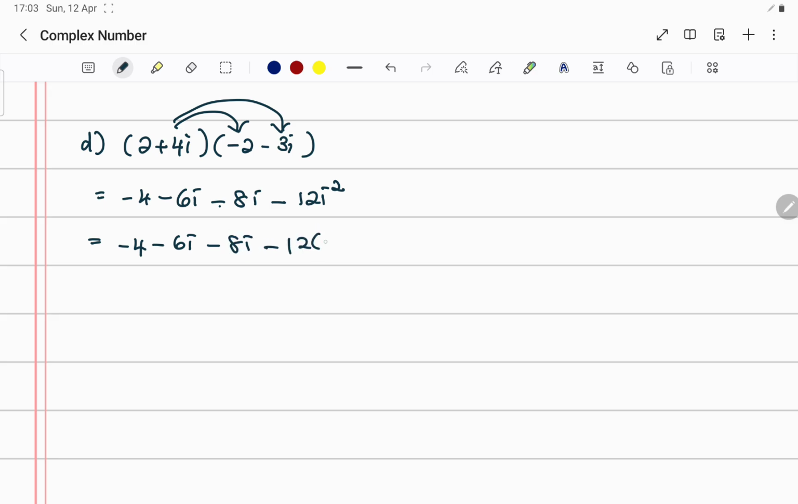Negative 12 times negative 1. And then here, negative 6i minus 8i, you're going to get negative 14i. So this one plus 12. So negative 4 plus 12, you're going to get 8 minus 14i. So this is the final answer for question D.